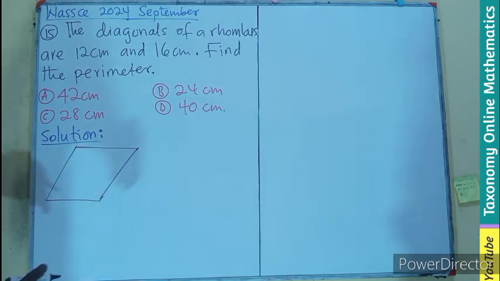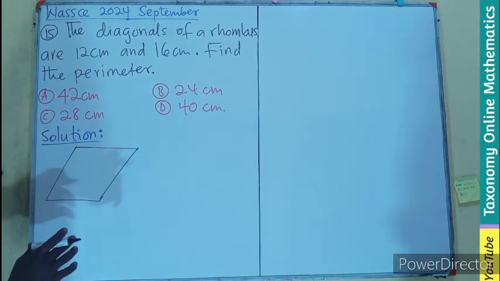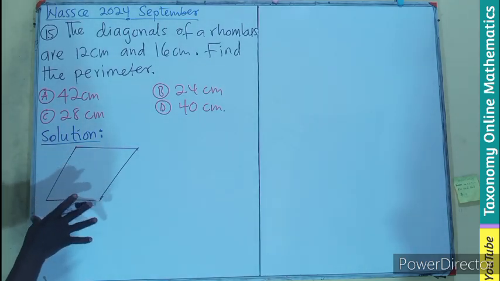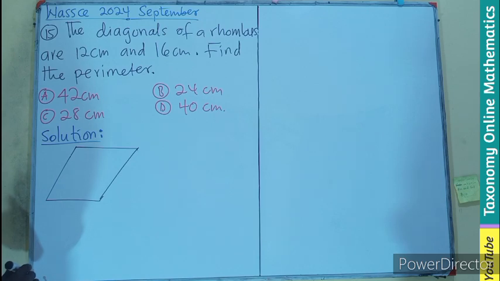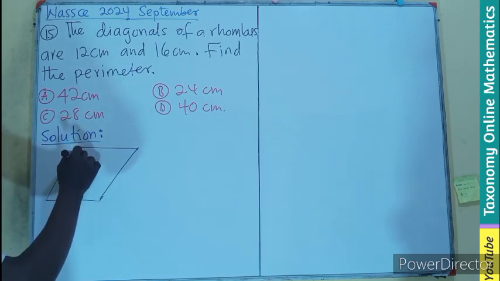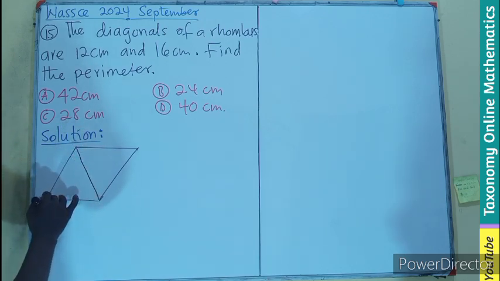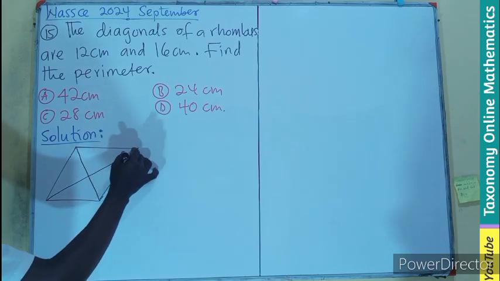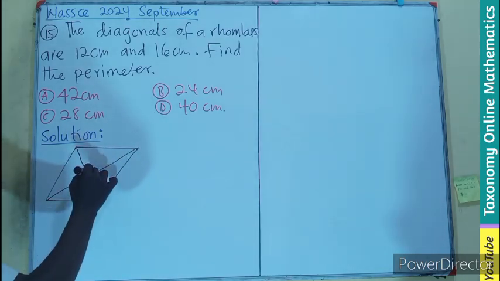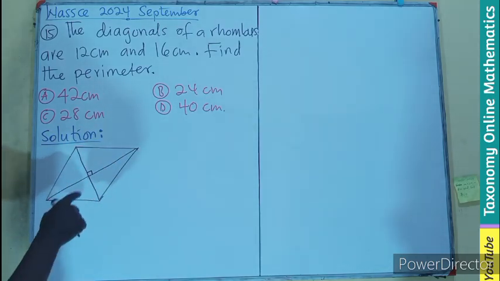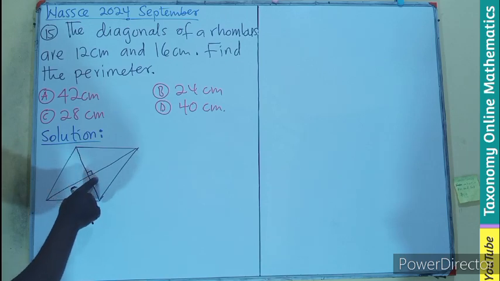So if you have a rhombus, all the sides are equal. So this is presumed to have all the sides being equal. Then the diagonals intersect at a right angle. If you draw the diagonals, they will intersect each other at a right angle. So here is 90, 90, 90.